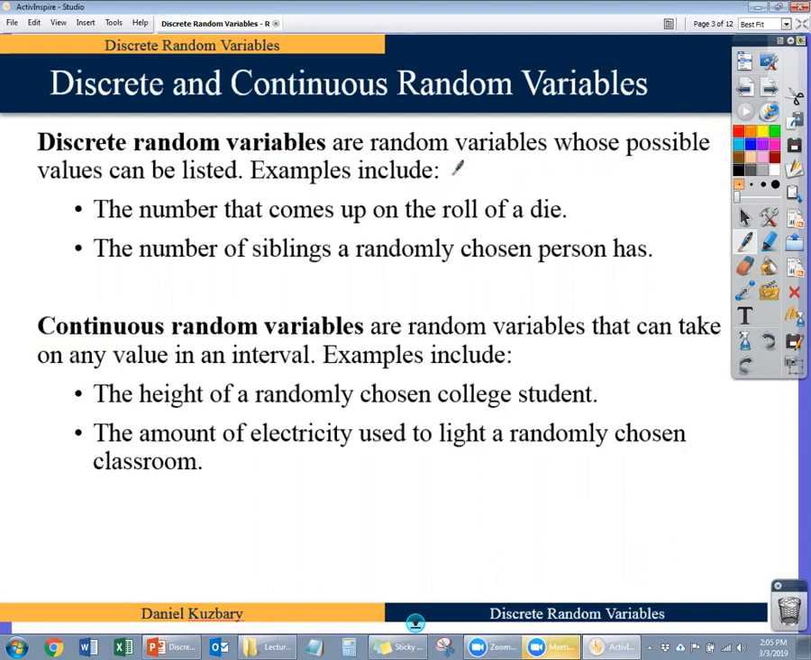Discrete random variables are random variables whose possible values can be listed. So they're like the counting numbers: if it's possible to list them all, then you've got something discrete. For instance, the number that comes up on a die or the number of siblings a randomly chosen person has. Oftentimes with discrete, we're counting things like 0, 1, 2, 3, 4, 5 or something like that.